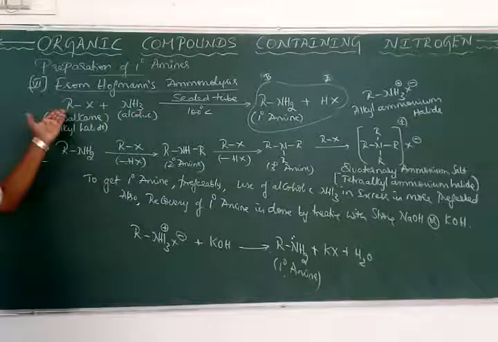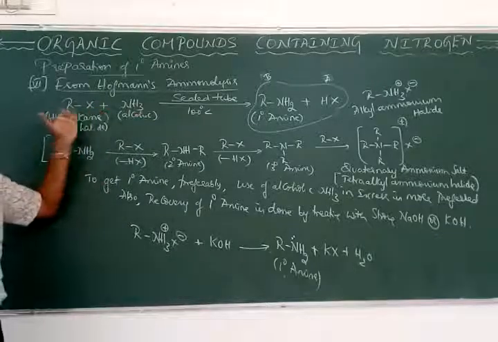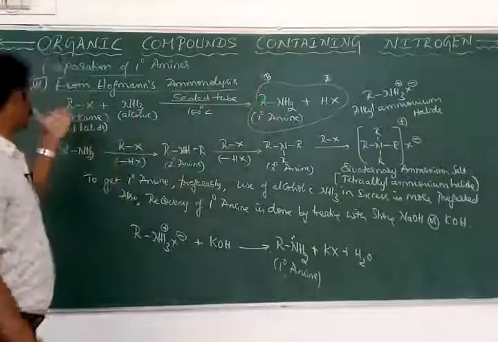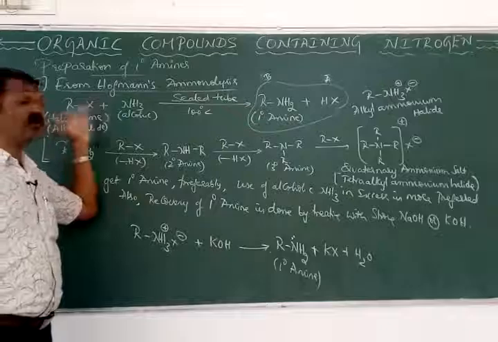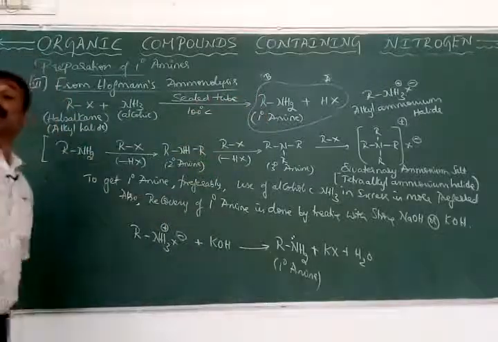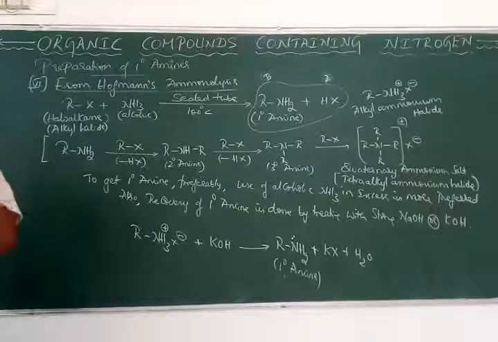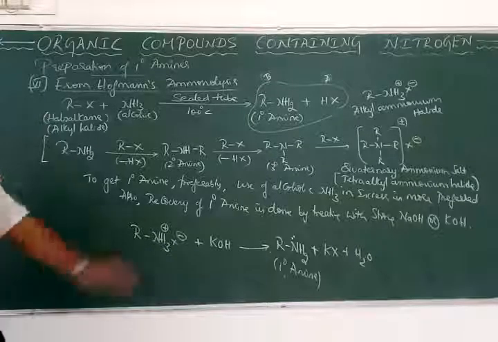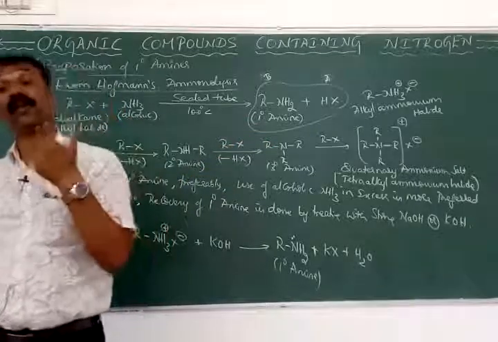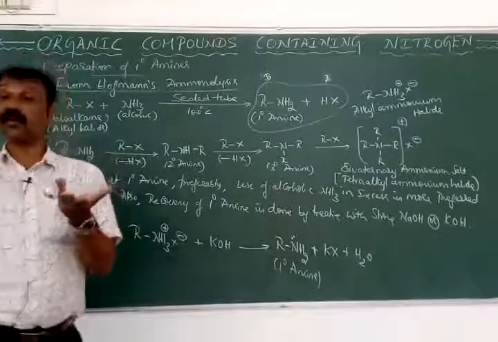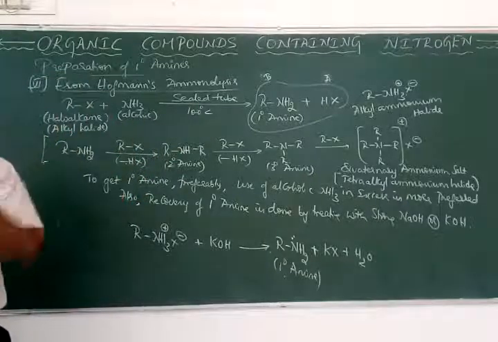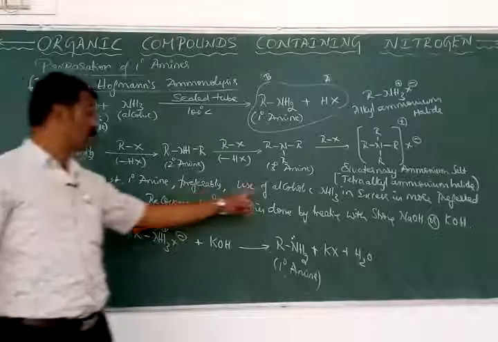Okay. If R is equal to CH3, X is equal to Cl, that is chloromethane. The product is methanamine. If R is equal to C2H5 and X is equal to Br, it is bromoethane. The product is ethanamine. So in this way we have the preparation of preferably the primary amines, but this method is not quite suitable for the preparation of which ones? Primary amines, because the primary amines formed may further be substituted to form secondary amine, tertiary amine, and then the quaternary amine.